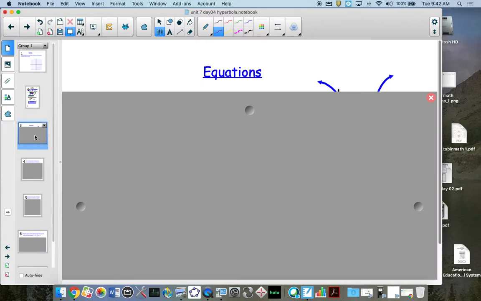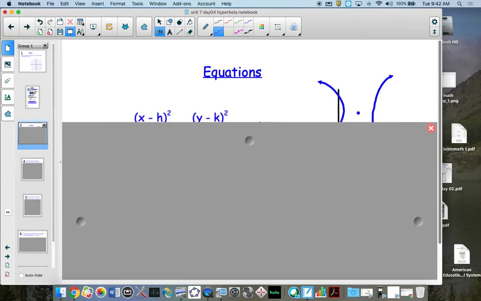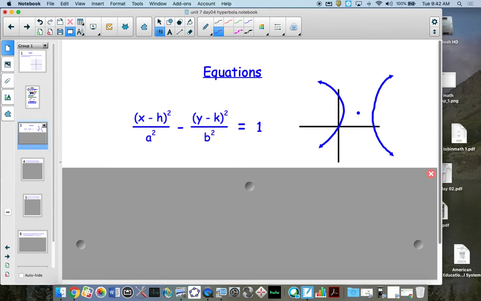Okay, so now we're ready to look at our equations, and we have two orientations, just like we did for an ellipse. So the first one is when the hyperbola is opening to the left and to the right, which means our transverse axis is horizontal. And in that case, the x term is going to go first, the y term is going to go second, and it matters because we're subtracting instead of adding. With an ellipse it was a plus, so actually we could flip them and it didn't matter. But for the hyperbola, it's a minus.